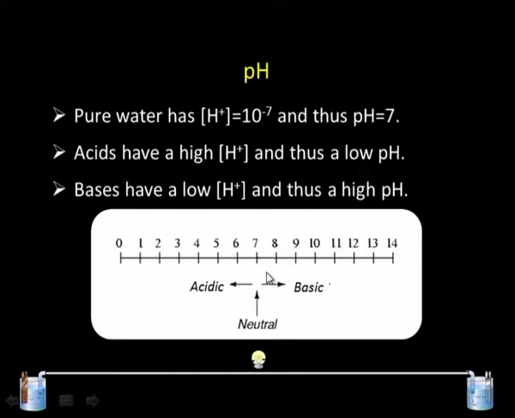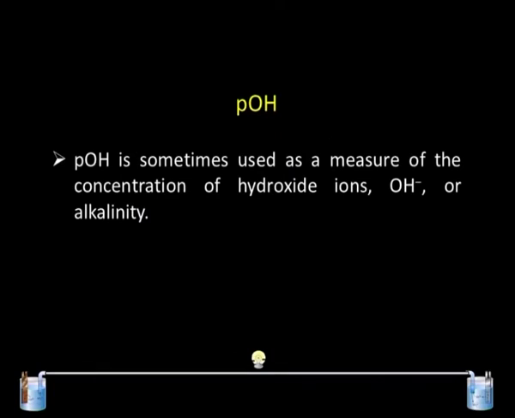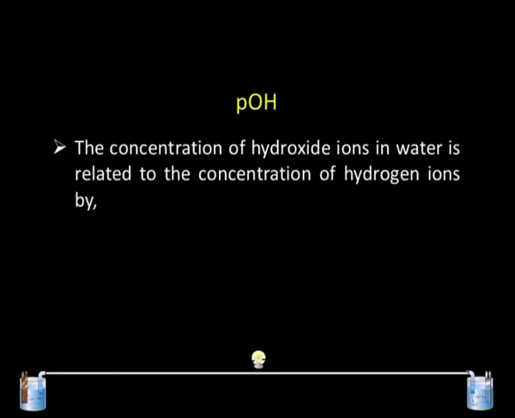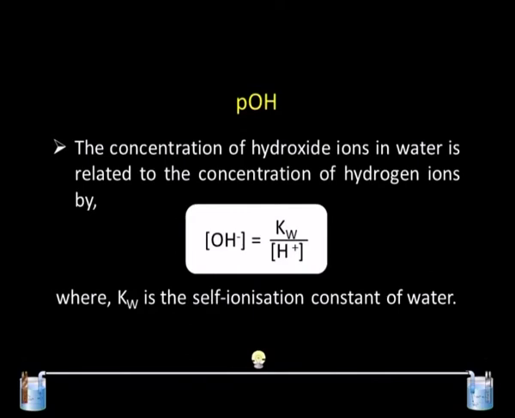greater than 7. Similarly, we can also determine pOH, which is sometimes used as a measure of the concentration of hydroxide ion, or you can say OH-, or it also provides information on alkalinity of the solution. pOH values are derived from pH measurements, and the concentration of hydroxide ion in water is related to the concentration of hydrogen ions by a relation OH- is equal to Kw divided by hydrogen ion concentration, where Kw represents the self ionization constant of water.